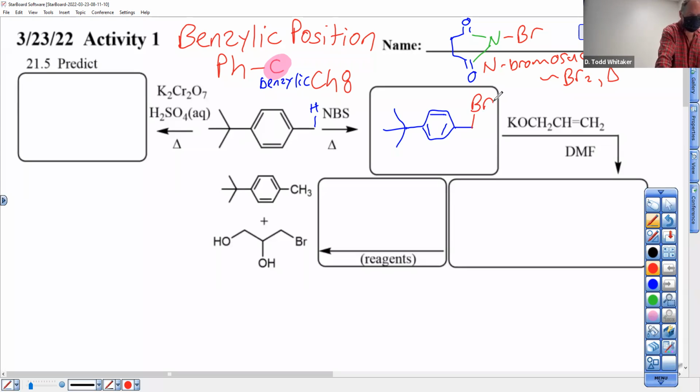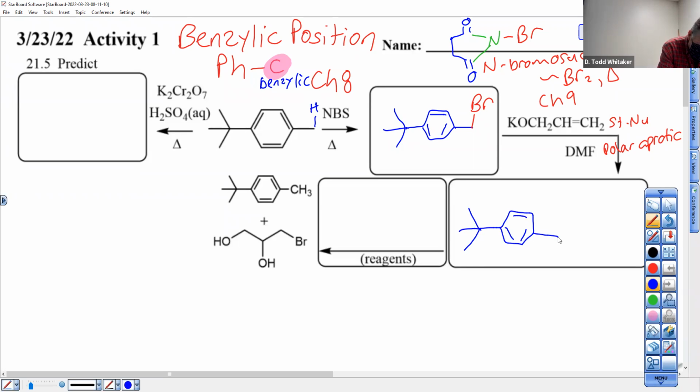And then we have a review reaction from chapter 9, where I have a strong nucleophile and a polar aprotic solvent. And I got a primary carbon with a halogen on it. So I'm talking about SN2. So you keep all the blue. And you get this new oxygen nucleophile on here with a CH2 and then a vinyl at the end. So really, it's an allylic ether.